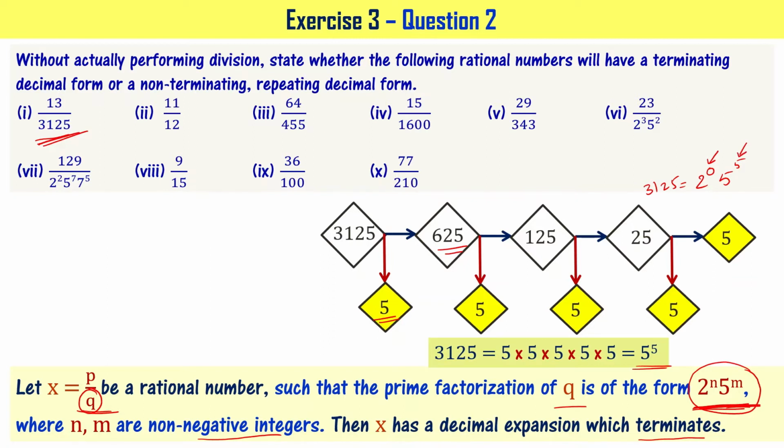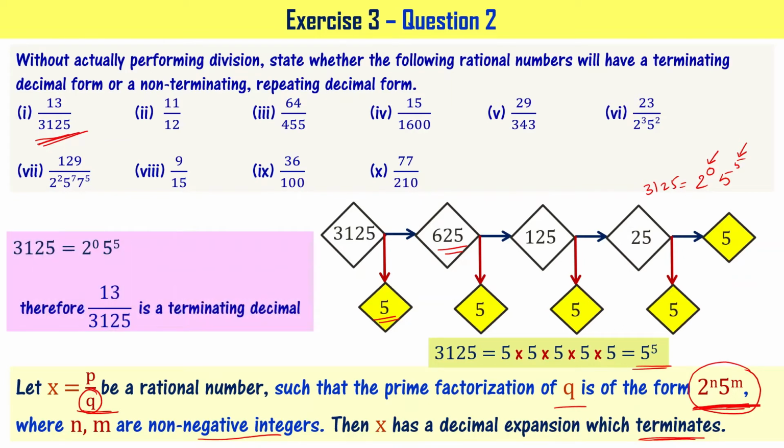It means, as per this theorem, we can say that the decimal expansion of the given number is going to terminate. Let's write that. 3125 can be written as 2 power 0 times 5 power 5. Therefore, we can say that 13 by 3125 is a terminating decimal. Got it? Now let's look at the next part of the problem, that is 11 by 12.